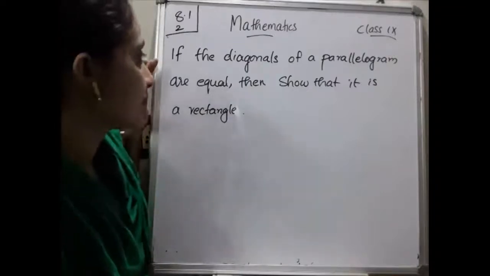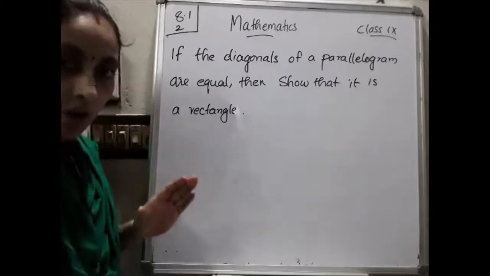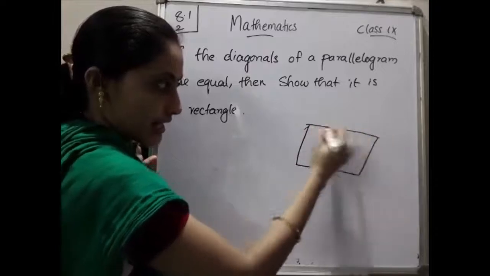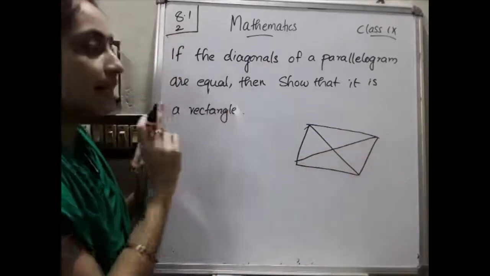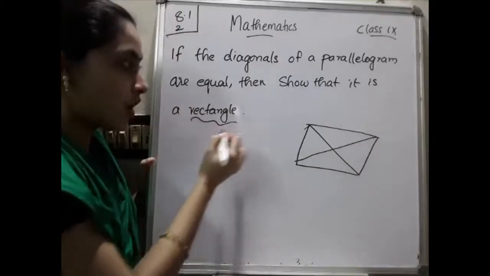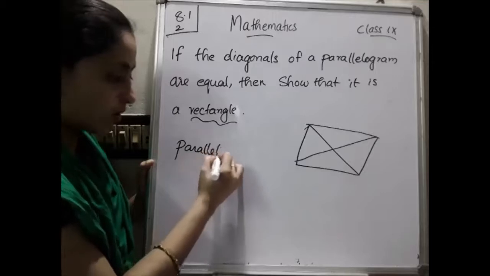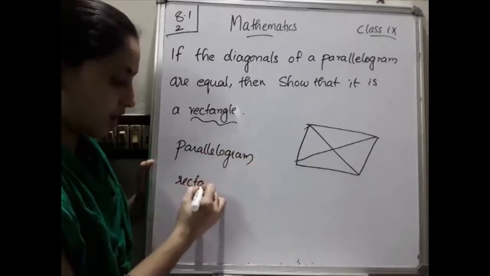The question is this: if the diagonals of a parallelogram are equal, that is, we are already given a parallelogram, and its diagonals are given as equal, then show that it is a rectangle. So we are already given that it is a parallelogram. We want to prove it is a rectangle. This is what you have to prove.